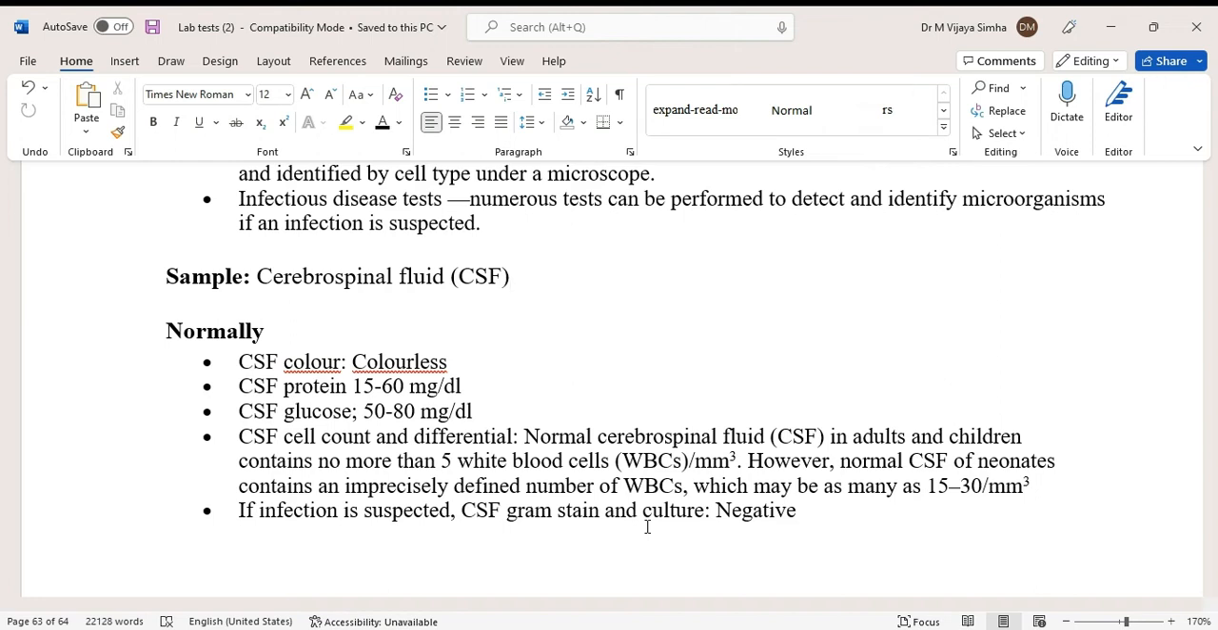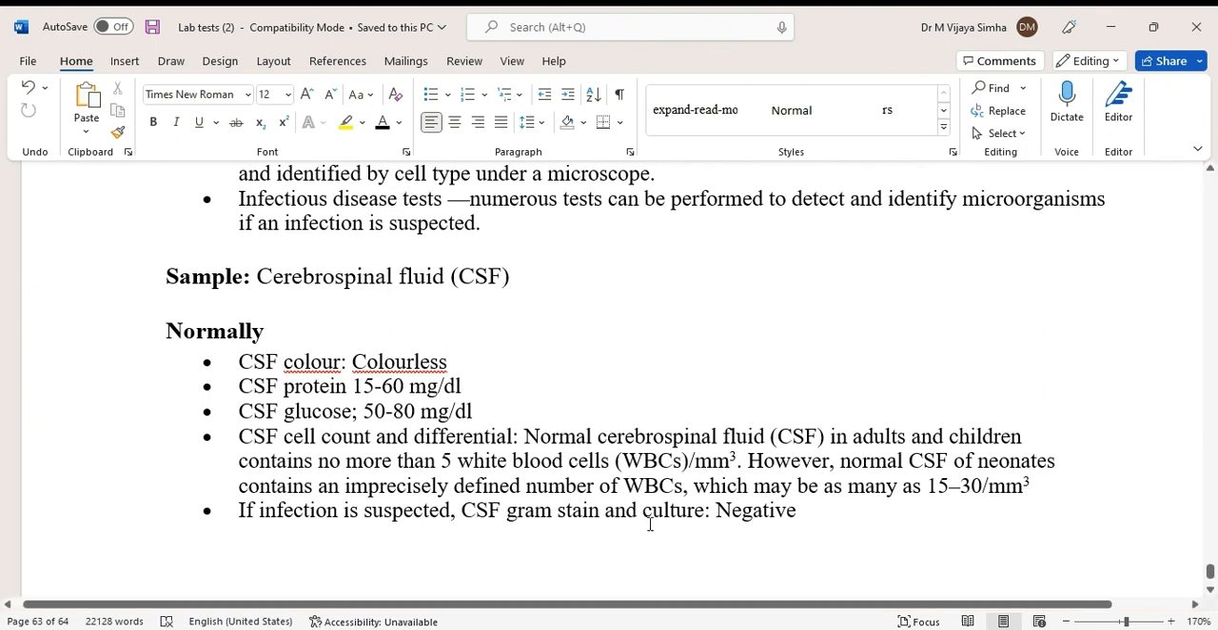cerebrospinal fluid in adults and children contains no more than 5 white blood cells. However, normal CSF of neonates contains a less sharply defined number of WBCs, which may be as many as 15 to 30 cells per cubic millimeter. If infection is suspected, CSF gram stain and culture may be done. Generally, it is negative. That is about CSF.